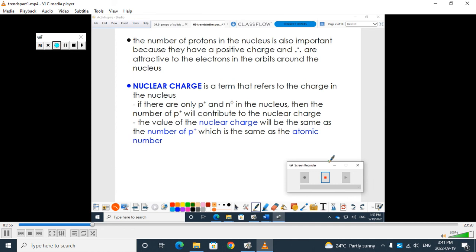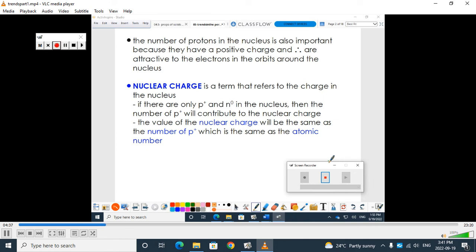So the number of protons in the nucleus is also important because they have a positive charge. So now they have the opposite charge, which means they are going to be attractive to the electrons in the orbit around the nucleus. And so we have been using the atomic number to find the number of protons. But when you're discussing trends, in your textbook or if you're a video watcher, they're going to use the term nuclear charge. So nuclear charge refers to the charge in the nucleus. And since neutrons don't have a charge, then really nuclear charge is the number of protons.